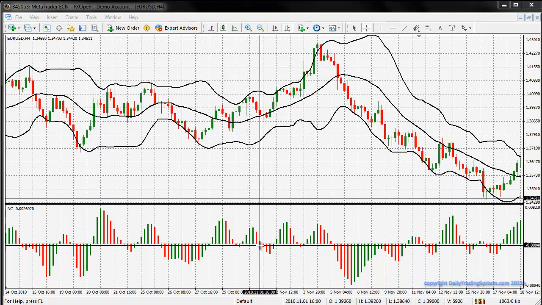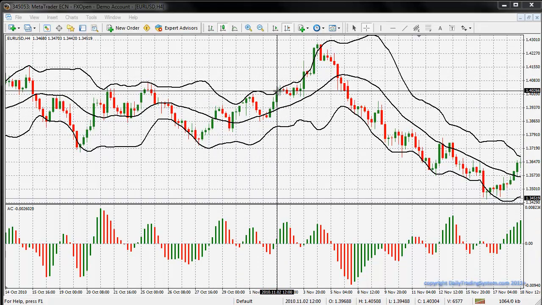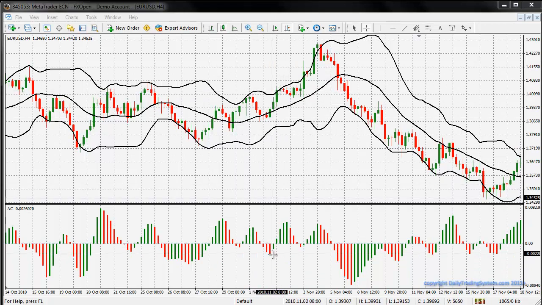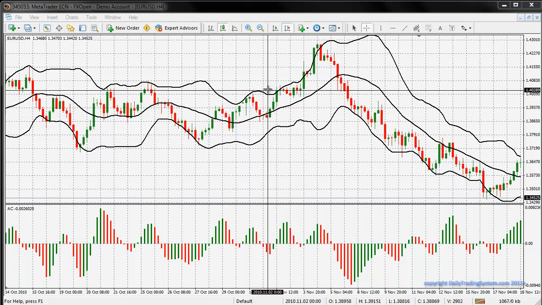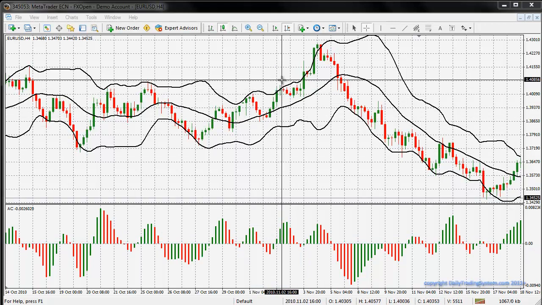Alright, so there's our first rule. Wait for the break above, and we also need to see the indicator that we have down here at the bottom be above the 0 level, and it needs to be the first bar, so we can go long on the next candle.